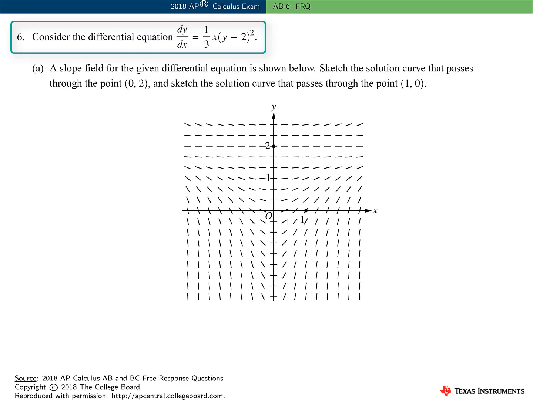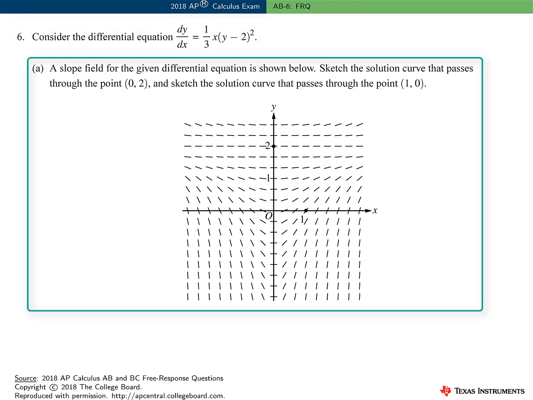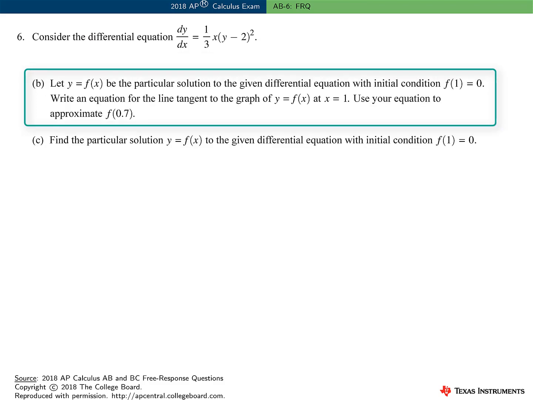In this free response question, we're given a differential equation in terms of x and y. In part A, we are presented with the slope field that corresponds to this differential equation. And we need to sketch two solution curves, one through the point (0, 2), and another through the point (1, 0). In part B, we assume that y equals f of x is a solution to the differential equation with initial condition f of 1 equals 0.